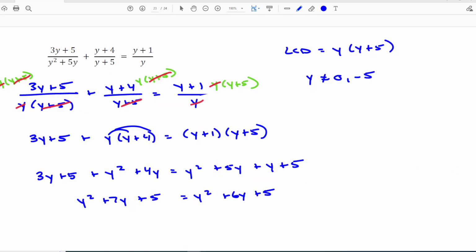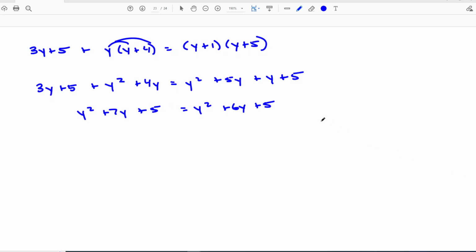Then I've got to figure out what I'm left with. So it looks like I'm left with a quadratic, except when I go to minus the y squared to put them all on one side, it went away. I'm going to also minus the 6y. So I'm left with y plus 5 is equal to 5. To solve a linear equation, you want to get y by itself, so I'm just going to minus the 5 from each side, and I end up with y equals 0.